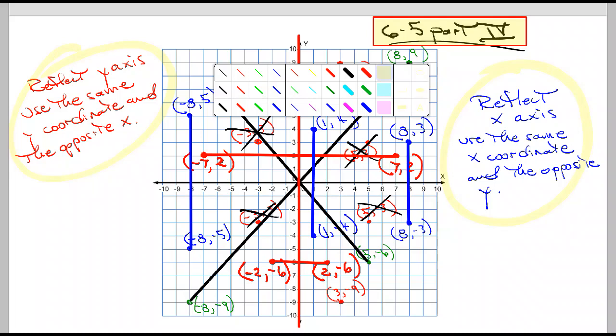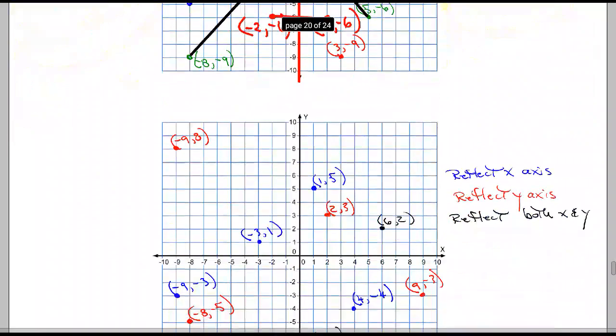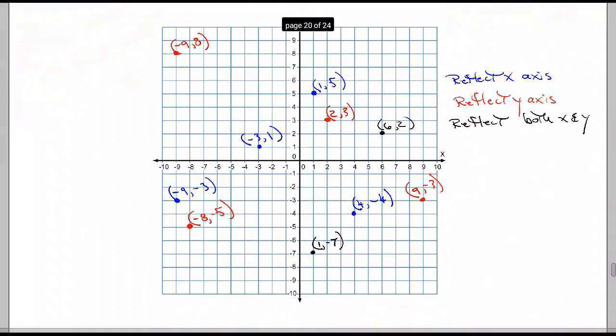All right, so here's what I want you guys to do. I want you to write down those points. You already have your handout. So the blue ones, you're reflecting the x-axis. The red ones, you're reflecting the y-axis. And the black ones, you are reflecting both x and y. Okay, questions on this? It says it right up there. The black ones are both x and y.